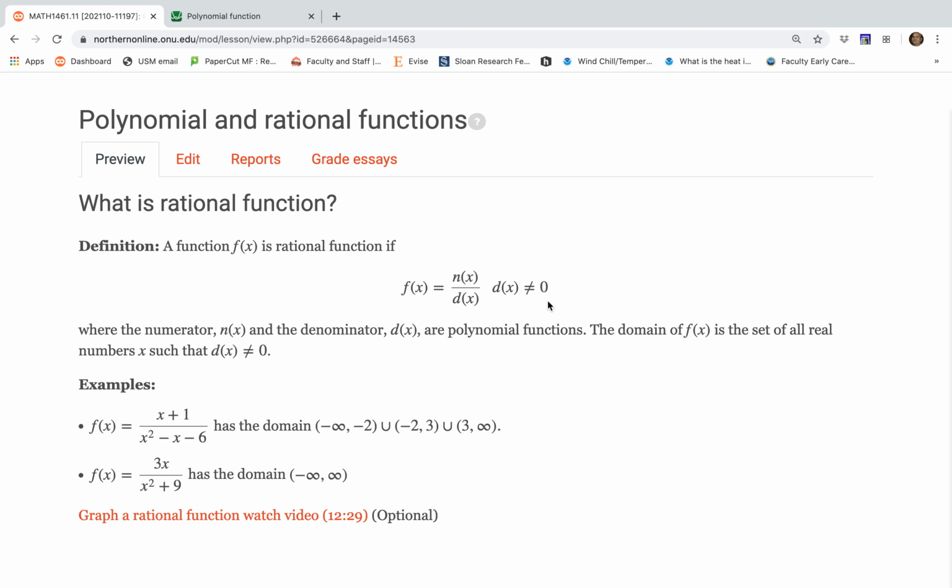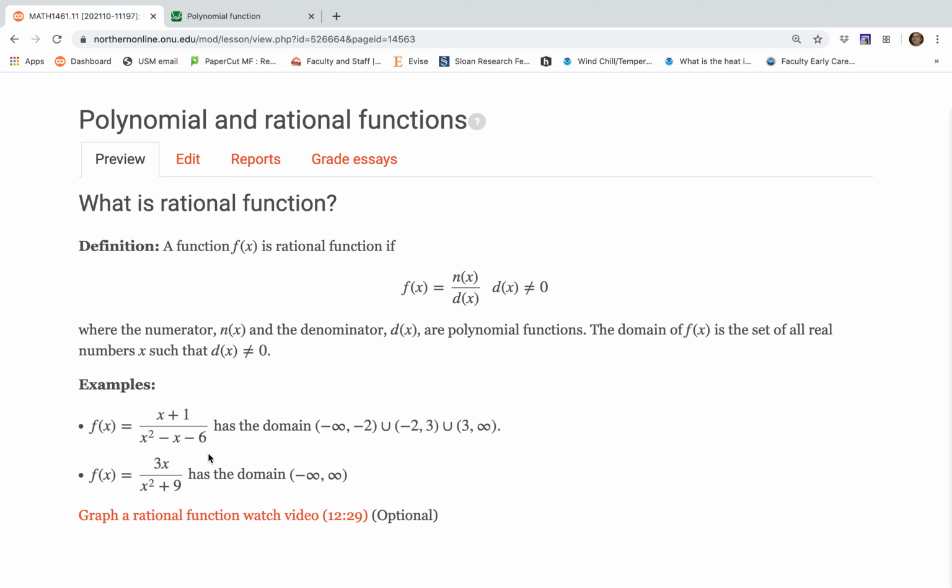The domain of the rational function is actually the set of all real numbers such that the denominator is not equal to 0. We can see on this example, here are two examples of rational functions. In the first one, we have the polynomial x plus 1 in the numerator and x squared minus x minus 6 in the denominator. So the fraction formed by these two functions is a rational function.